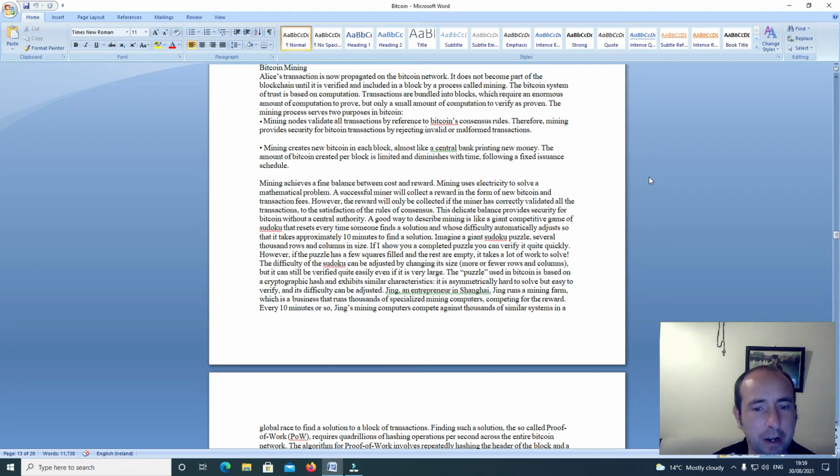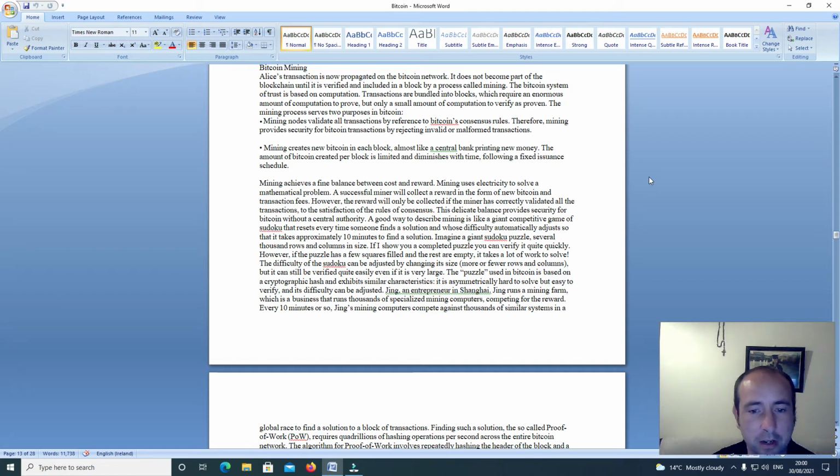Mining achieves a fine balance between cost and reward. Mining uses electricity to solve a mathematical problem. A successful miner will collect a reward in the form of new Bitcoin and transaction fees. However, the reward will only be collected if the miner has correctly validated all the transactions to the satisfaction of the rules of consensus. This delicate balance provides security for Bitcoin without a central authority.